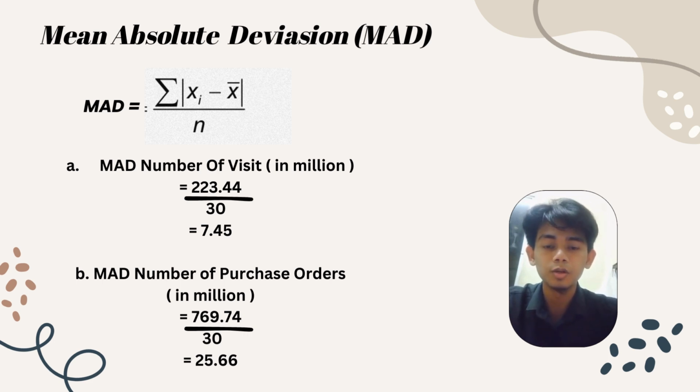Second is the mean absolute deviation, MAD. The way we get the MAD is by taking the numbers from the data one by one, subtracting the mean, and dividing by the total number of data rows, which is 30. The MAD of number of visits is 7.45 and the MAD of number of purchase orders is 25.66. The MAD of number of purchase orders is greater than number of visits.